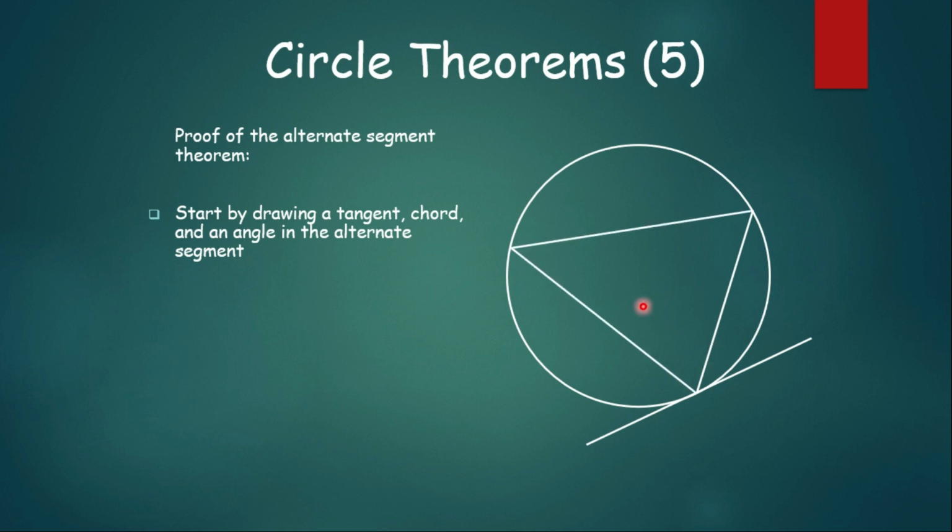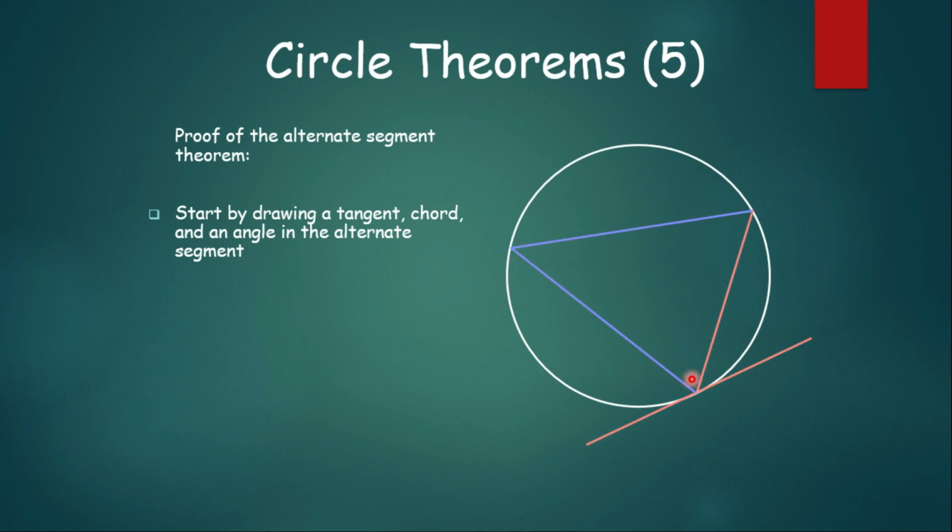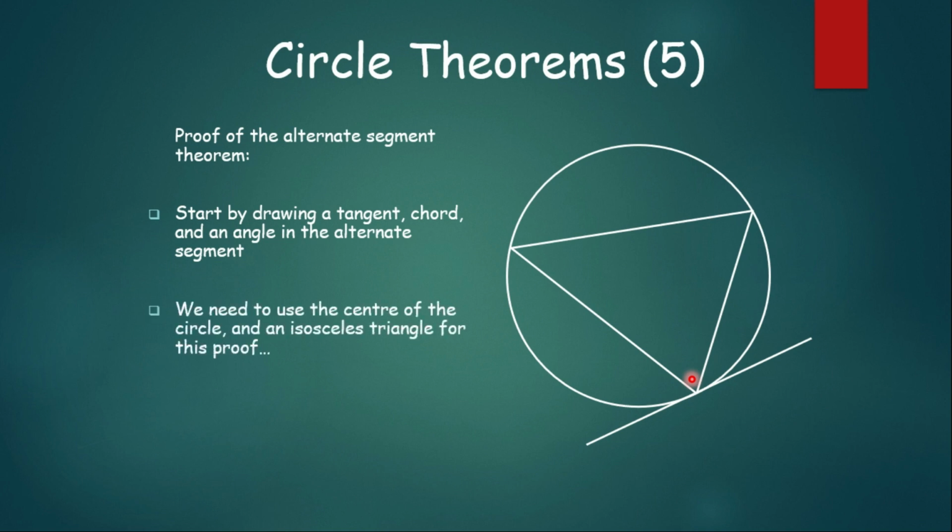Now, to continue, we know this is a chord which is touching the tangent, and the alternate segment is highlighted by the blue line. Now, further elaboration: we need to use the center of the circle and an associated triangle for this proof. So we need to locate the center of this circle we have drawn. So let's say this is the center. Now, after getting this center, we can draw two radii as shown.